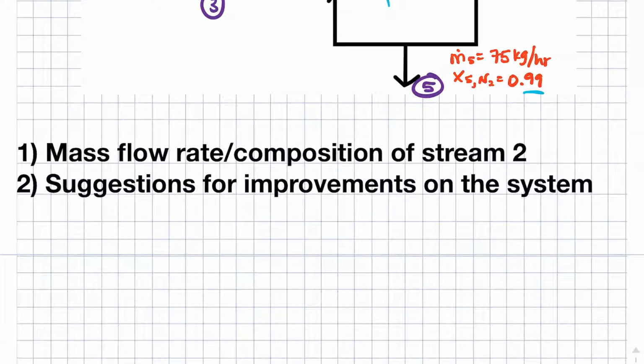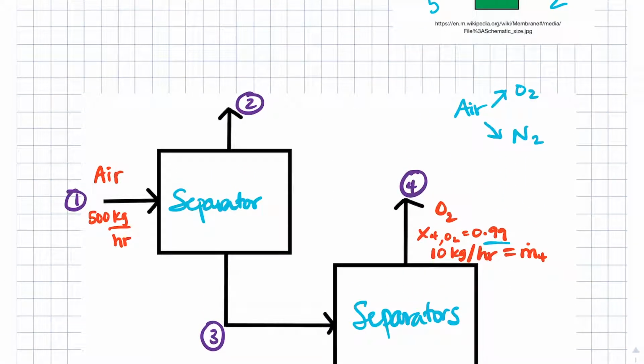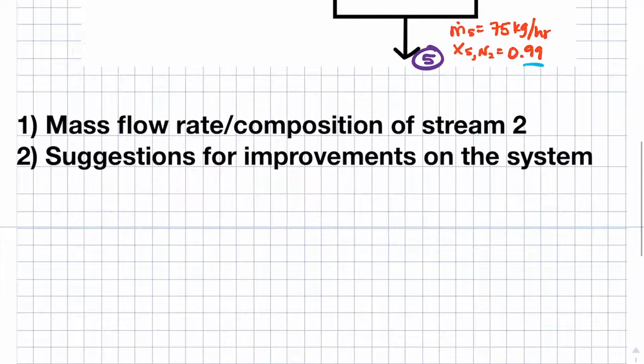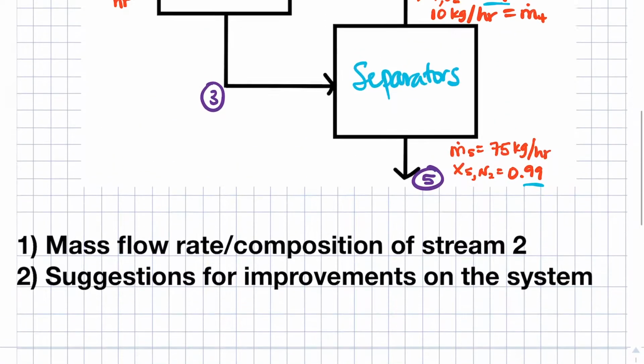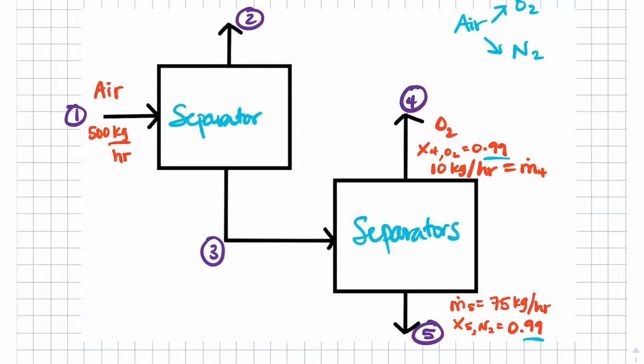So we have 2 objectives for this system. One is to determine the mass flow rate and the composition of stream 2, which you can see right here we don't know anything about, okay? And we want to suggest improvements for the system. So I think you'll see as we continue on with this problem, there are some definite improvements that need to be made, and what would those be? So let's go ahead and get started.